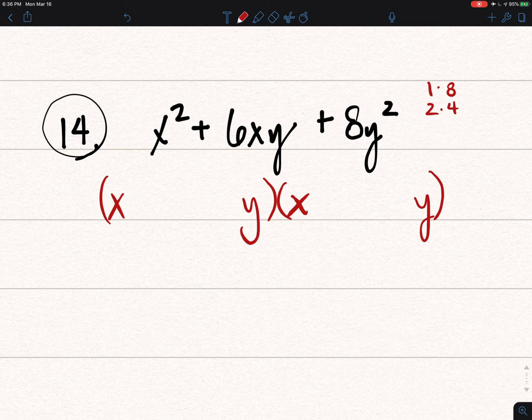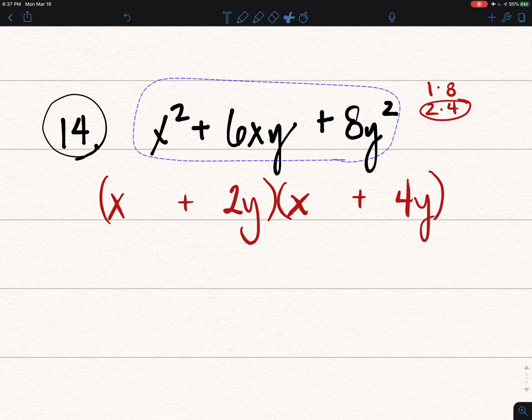Which pair of options will give me that 6 that I want in the middle if I add or subtract? So I'm going to choose the 2 and the 4 pair. These are going to be on my y's. Okay, now let's take that one step further. I want my 2 and my 4 to be added or subtracted to give me a positive 6. How can 2 and 4 be added or subtracted to give a positive 6? And that will only work if they're both positive. Now I want you to pause the video and I want you to FOIL to check your work. If you FOIL correctly, you should get the original trinomial that we had to begin with.